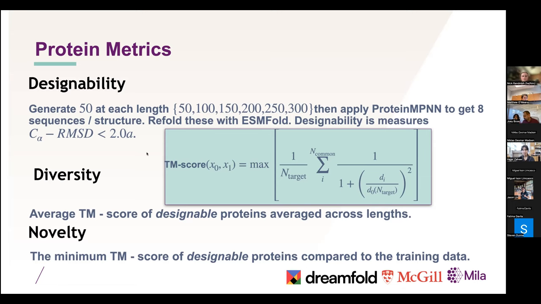So this is a natural metric. I think many other papers also use something similar. I think FrameDiff also uses this, and also RFdiffusion also uses this. Now for diversity, we can compute the average TM score of designable proteins. This is the key distinction from FrameDiff, in that we only compute the diversity on designable proteins. The reason for that is that you can have an artificially high diversity on undesignable proteins, and that's really of no value to us. And we average the TM score across different lengths. And finally, we have this novelty metric, which is the minimum TM score of designable proteins, again, compared to the training data.